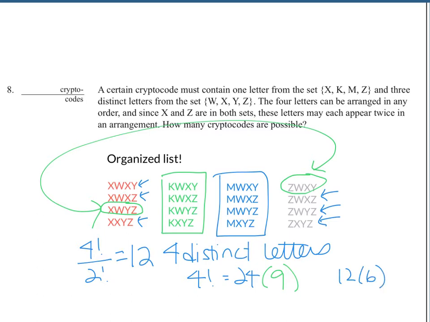Now all we're really doing is summing 24 times 9 plus 12 times 6, and we arrive at 288 distinct passcodes or cryptocodes.